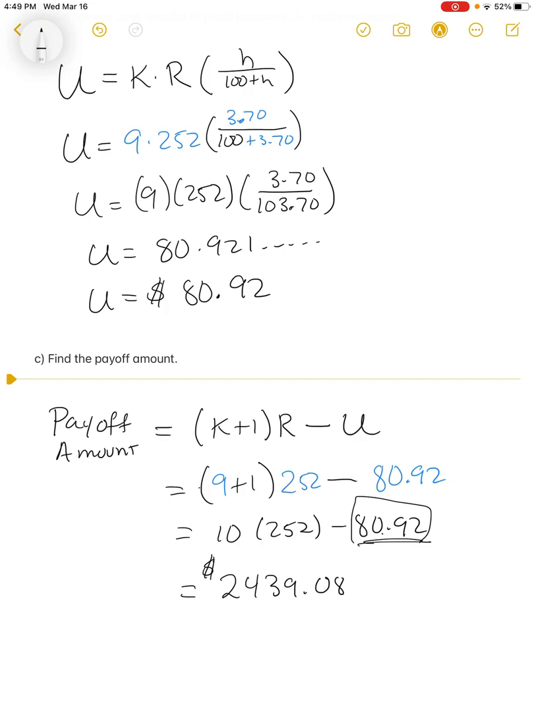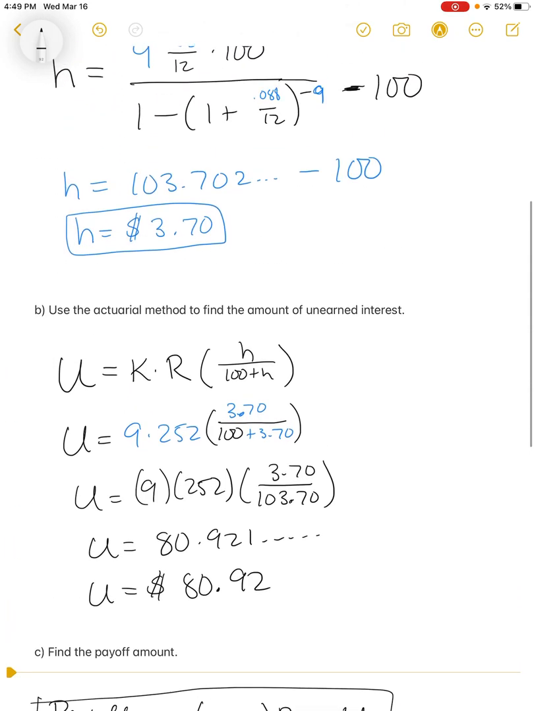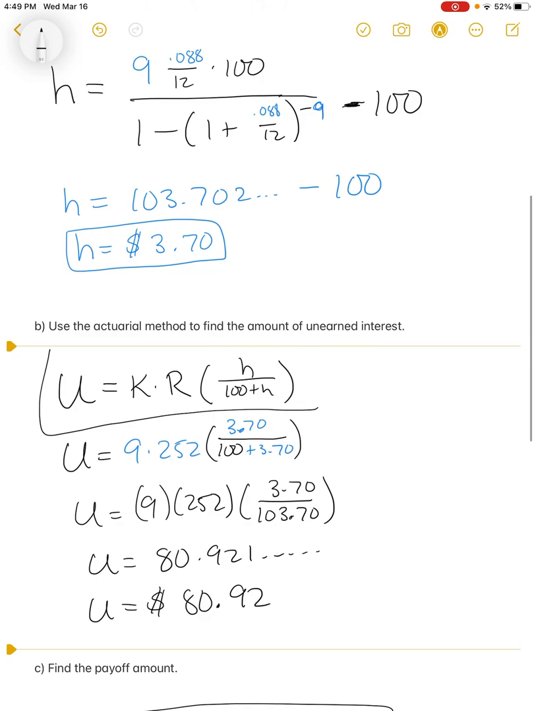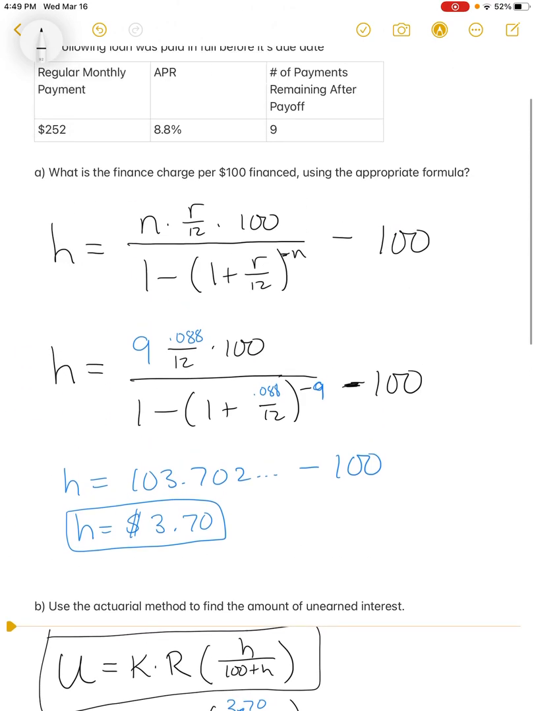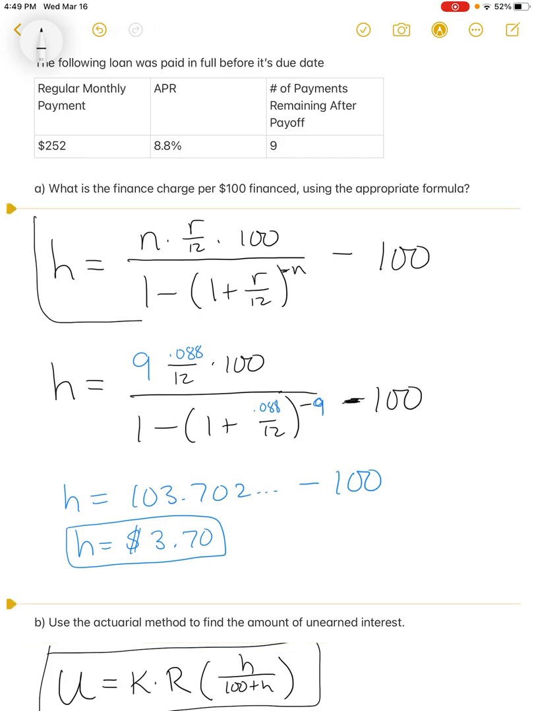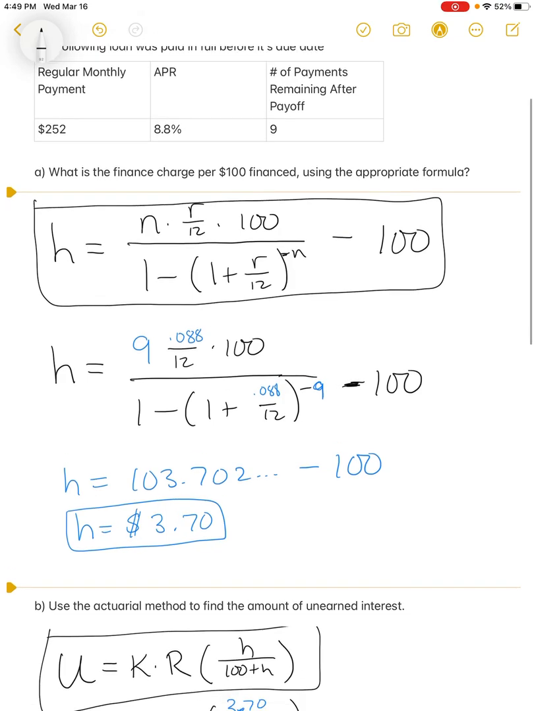We saved some money in that process. So we want to remember what's important. What's important is to walk in realizing, okay, if I'm asked for a payoff amount, I'm going to need that formula. If I'm asked for unearned interest, I'm going to need this formula for unearned interest. And if I'm going to have to calculate the H, if I'm going to have to calculate the finance charge for 100, I'm going to need that formula. And so you make sure that you're having that formula written down and referring to it.